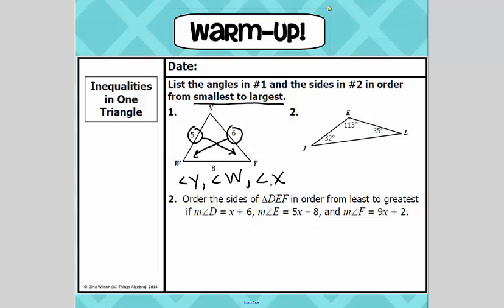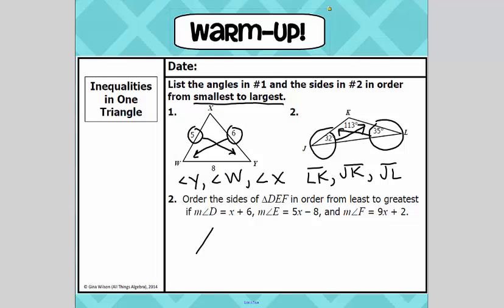In number 2, I look for the smallest angle, and I pick the side across from it. Again, I pick the next smallest angle, and the side across from that, and then the last side is JL.